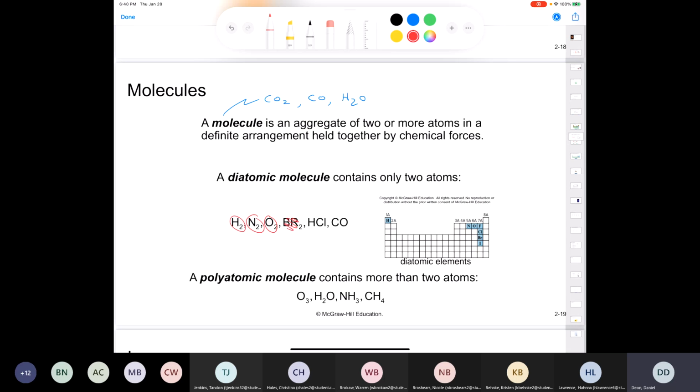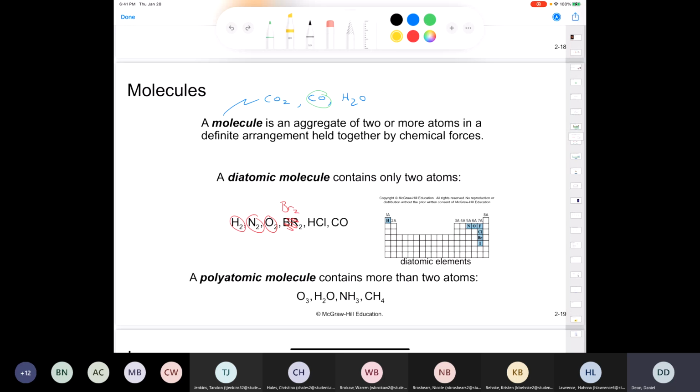Now, this is a mistake here. It should be Br2, with a lowercase r. But anyhow, a diatomic molecule is any molecule that contains only two atoms. You saw that I showed you carbon monoxide already. CO, only two elements. HCl is another example of a molecule that consists of only two atoms, so diatomic molecules. And as you can guess, a polyatomic molecule is any molecule that contains more than two atoms.